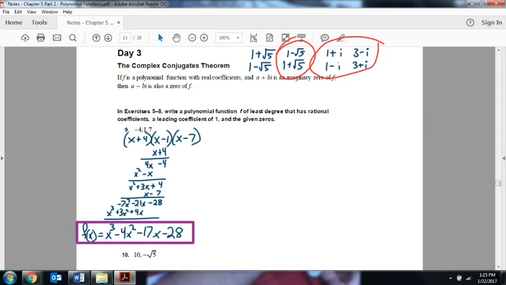Now, that's not the only polynomial we can do with that. There are other ways of doing it, but this will have a leading coefficient of 1, and it is the smallest degree that has these roots. So we could have a degree of 4 or something along those lines. All right, here we go. Let's do number 10.